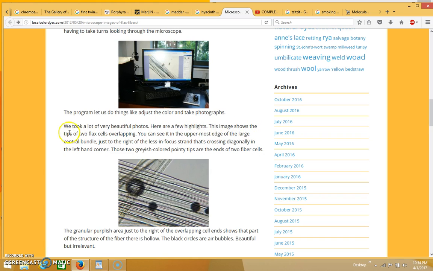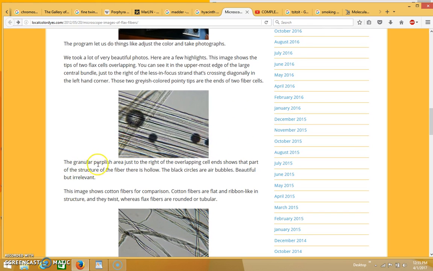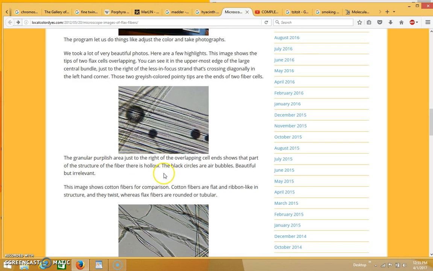This image shows the tips of two flax cells overlapping. You can see it in the uppermost edge of the large central bundle, just to the right of the less in focus strand that's crossing diagonally in the left-hand corner. These two grayish colored pointy tips are the ends of two fiber cells. The granular purplish area just to the right of the overlapping cell ends shows that part of the structure of the fiber there is hollow.